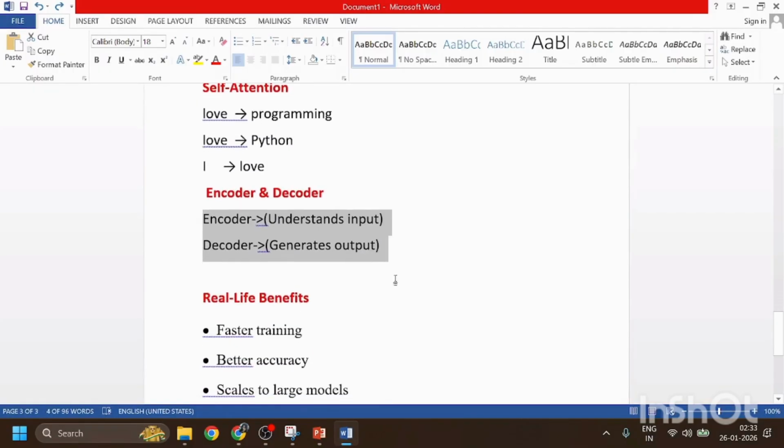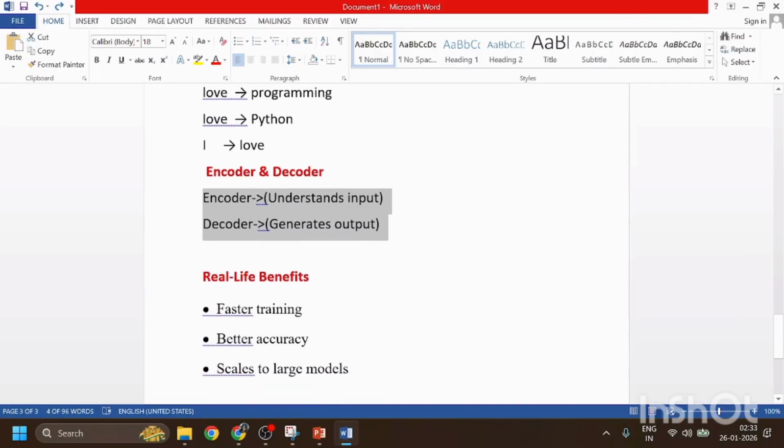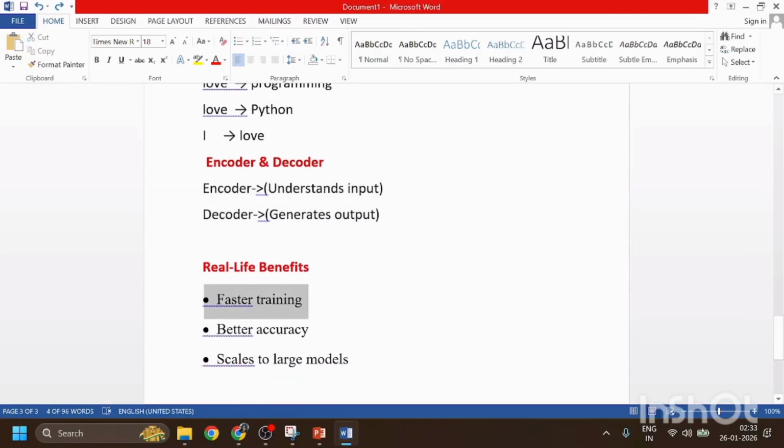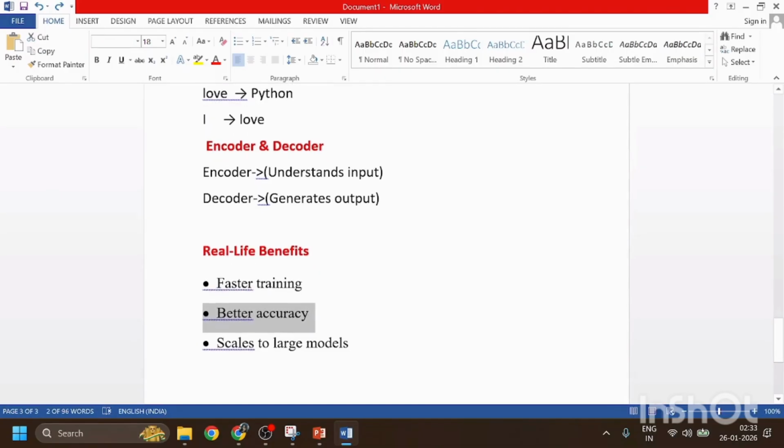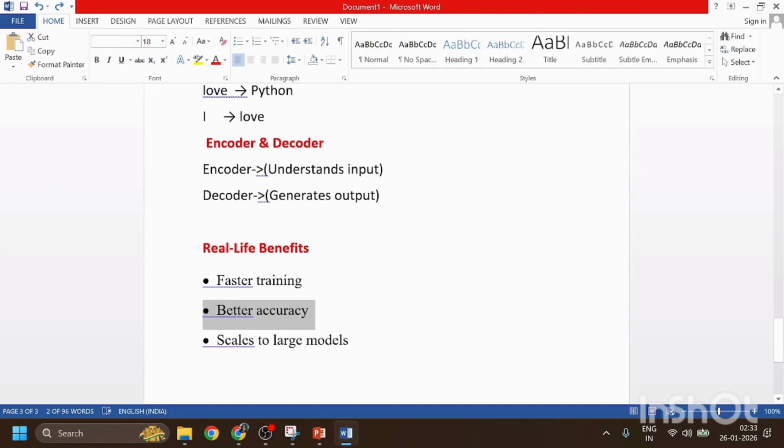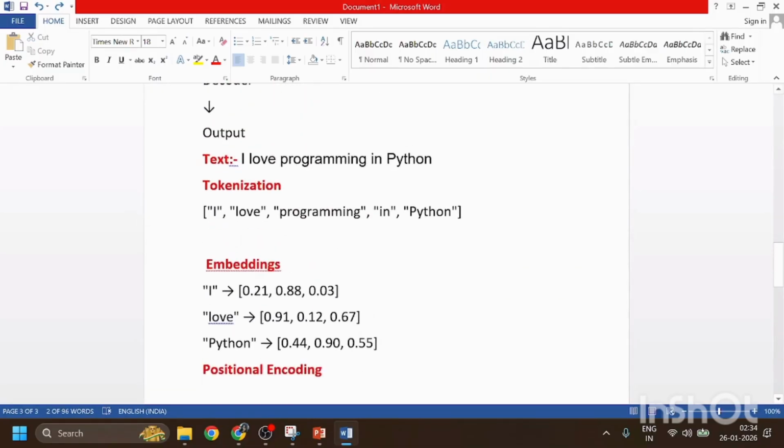Now we can see the real-life benefits. Fast training, because the transformer processes everything in parallel. It gives you better accuracy and scales to large models. That's why they are faster, and that's why models like GPT exist. GPT uses the transformer: better training, better accuracy, scale to large models. I hope you got it.